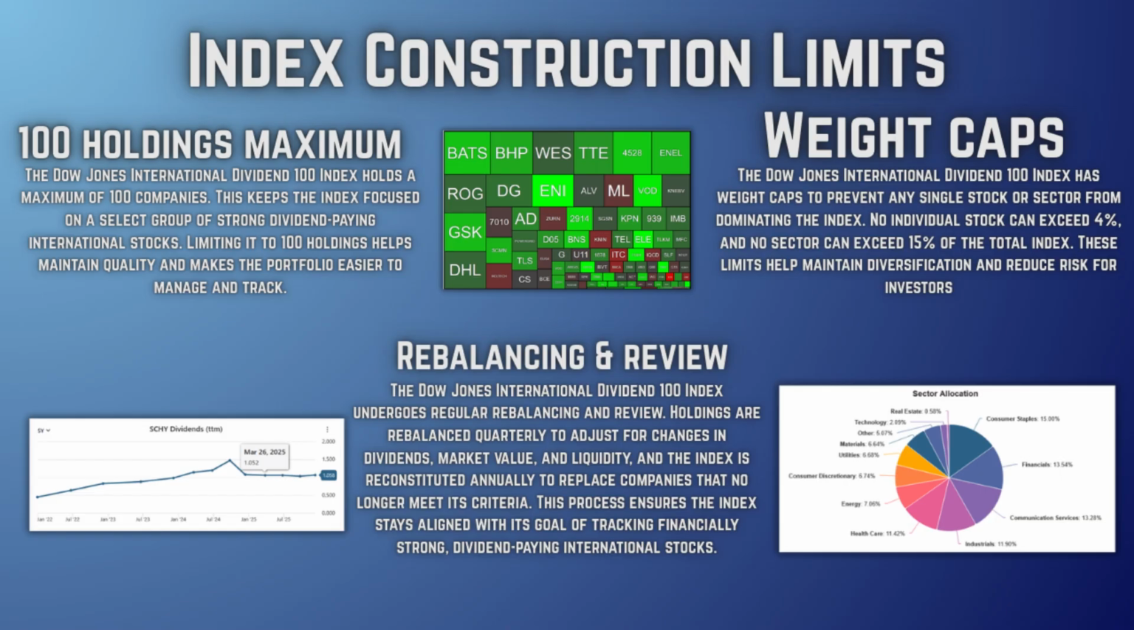The next part of the index construction limits is rebalancing and review. The holdings are rebalanced quarterly to account for market changes, which is like instead of being 4.6%, it goes all the way back down to 4%. This usually happens roughly when the dividends pay out, and the entire index is reconstituted annually every March to replace companies that no longer meet the strict criteria, like if their market cap goes down too low or if they stop paying dividends. This allows you to continue with the payment without also having to reap the downsides.